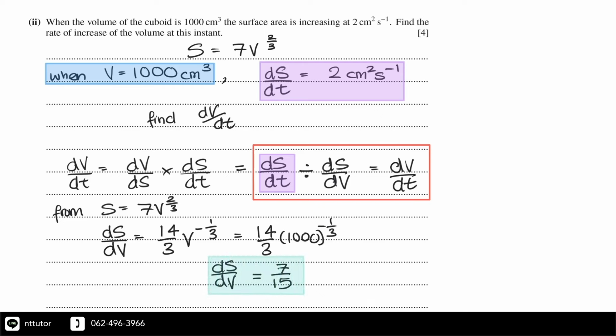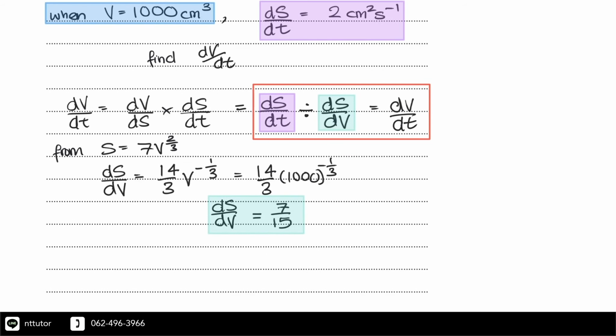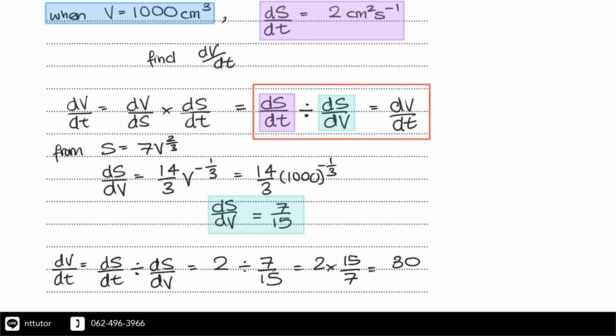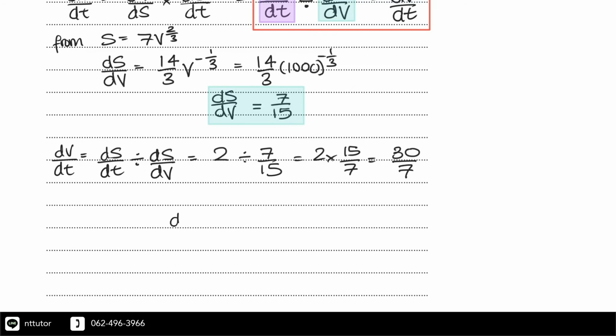So now that we have dS over dV and we already have dS over dt, dV over dt is equal to dS over dt divided by dS over dV. So that is equal to 2 divided by 7 over 15, which is the same as 2 multiplied by 15 over 7. And that equals 30 over 7. Therefore, dV over dt is equal to 30 over 7 centimeters cubed per second.